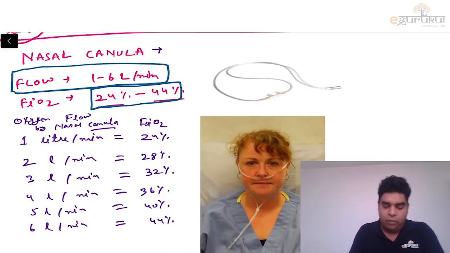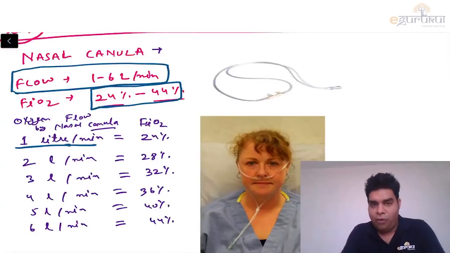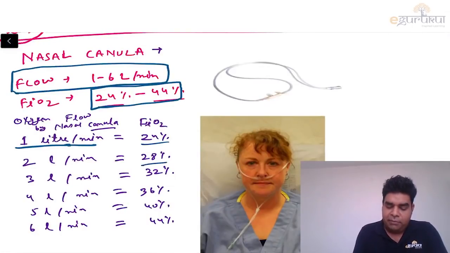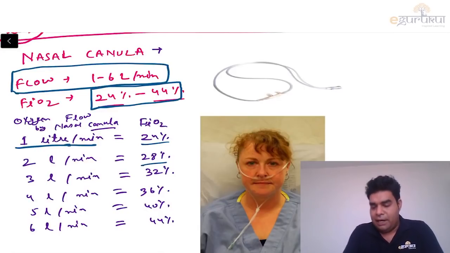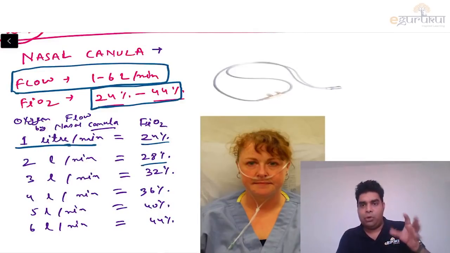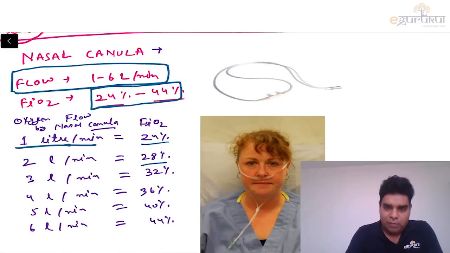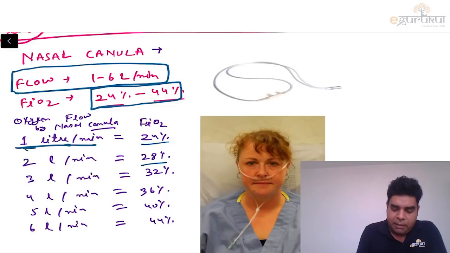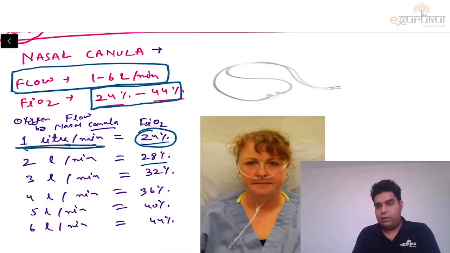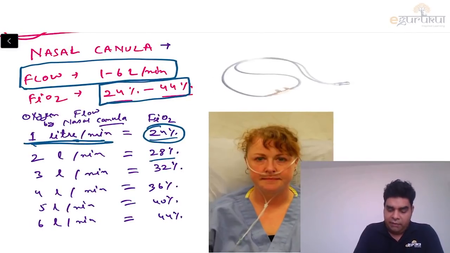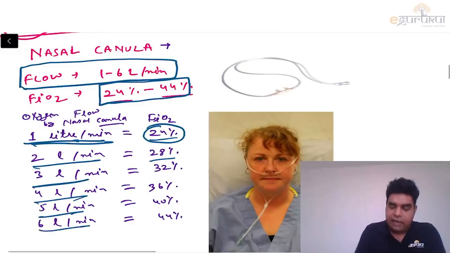For every 1 liter increase in the air volume, the FiO2 increases by 4%. Okay, because in one of my videos I have discussed how to use an oxygen concentrator, and usually the oxygen concentrator which we use is of around 5 liter or 7 liter, maximum 10 liter. So if the patient is taking, let's say, 1 liter per minute from the oxygen concentrator, FiO2 is only 24%, and the oxygen in the inhaled air will be less. And with every 1 liter increase, you can see the FiO2 is increasing by 4 everywhere. 24 to 28, 28 to 32, 36, 40, 44.